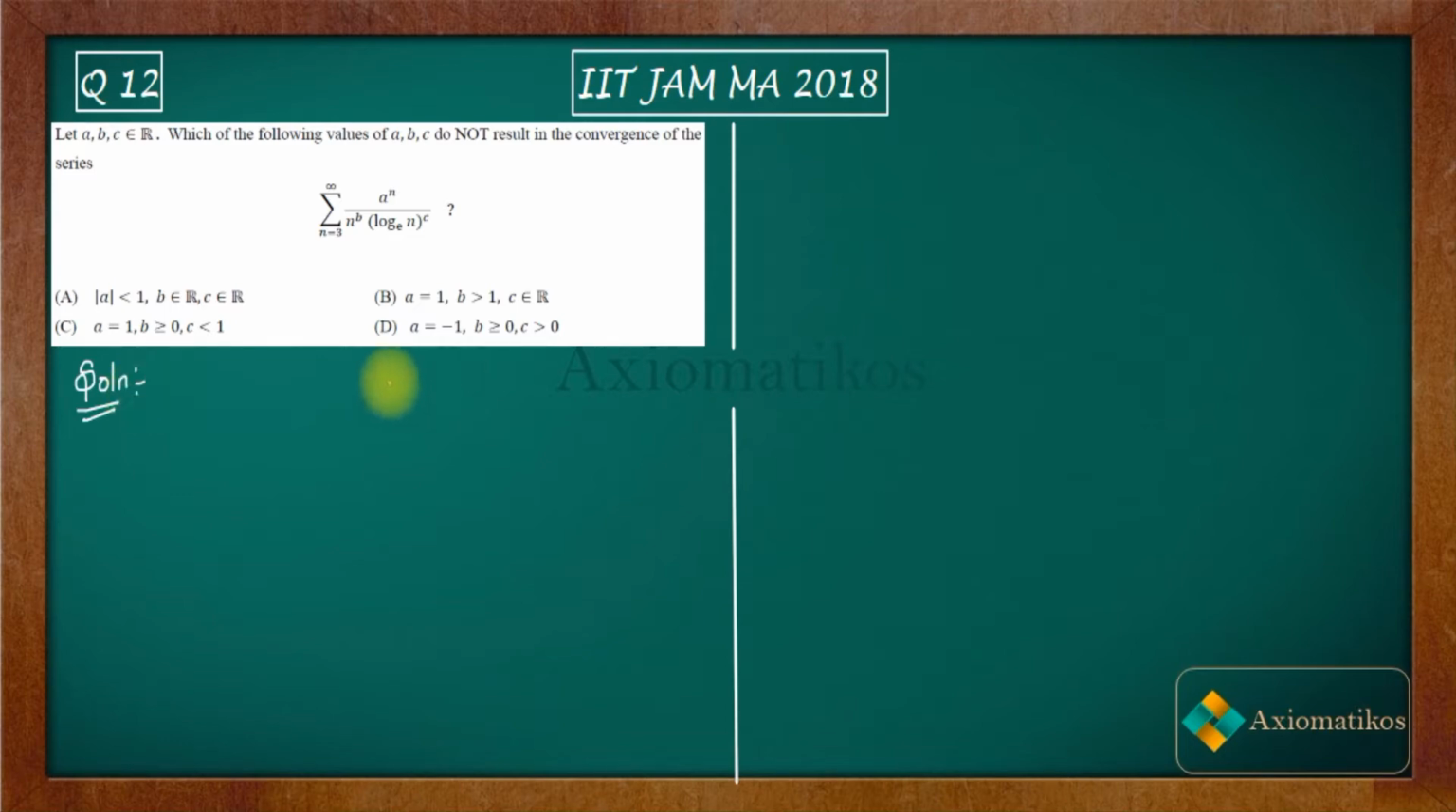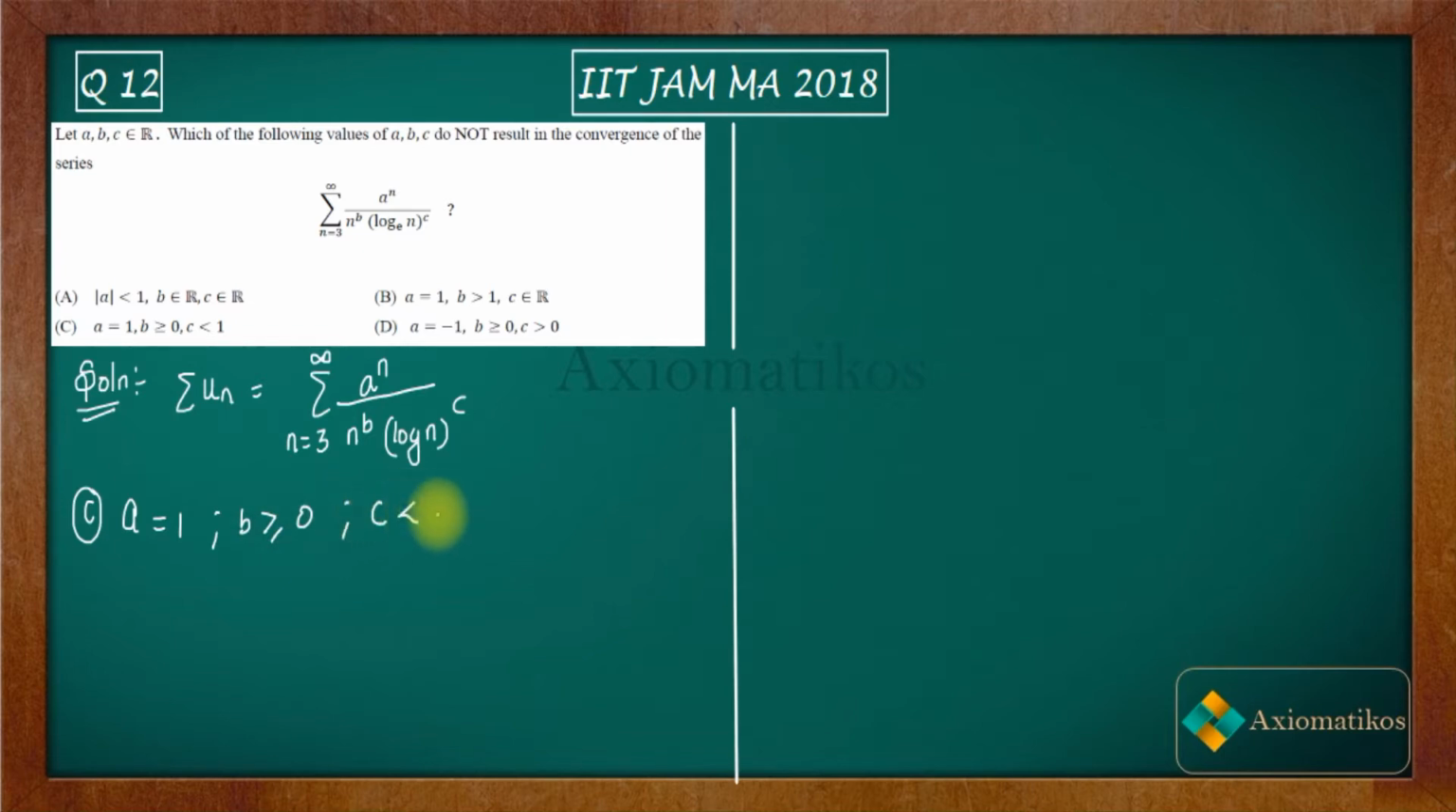Alright, so for that matter, let us name your series as summation un. So you have n to the power b, log n to the power c, where n is varying from 3 to infinity. Now I will go directly to option C, and in option C you see a is 1, b is greater than or equal to 0 and c is less than 1. I will just fix b to be 0 and c to be minus 1.